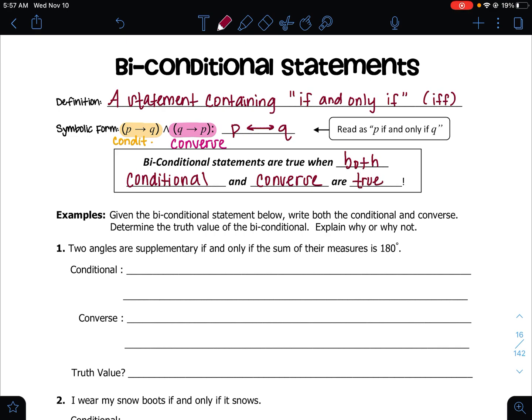All right, let's look at the biconditional statements below. Write both the conditional and converse. Given the biconditional, write the conditional and converse, and we're going to determine the truth value and explain why or why not. So, two angles are supplementary if and only if their sum measures 180 degrees.